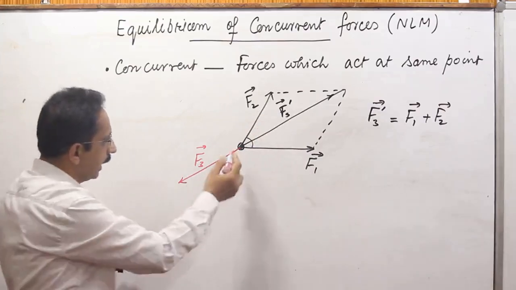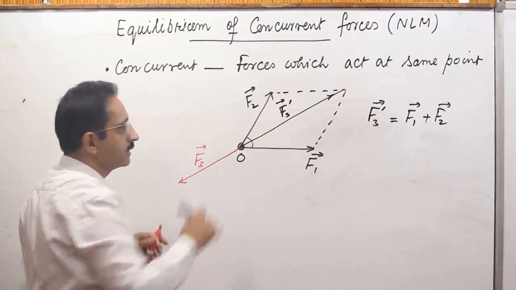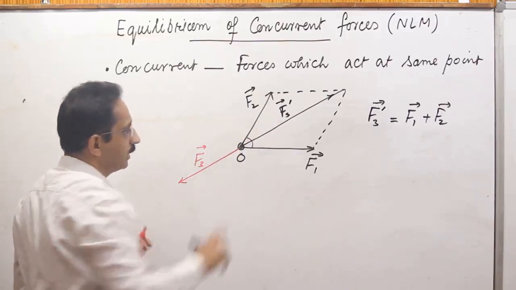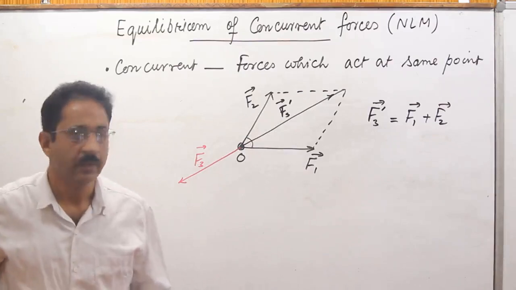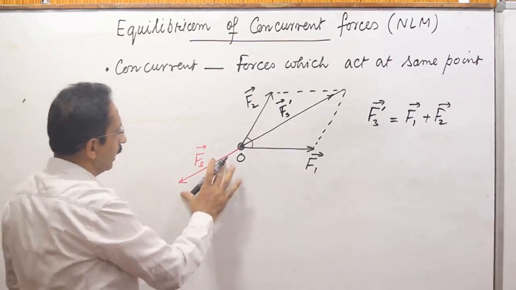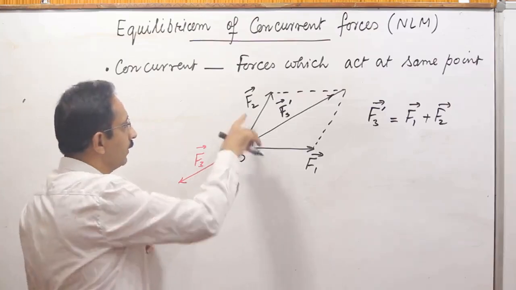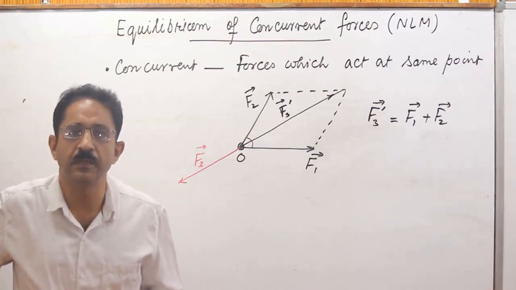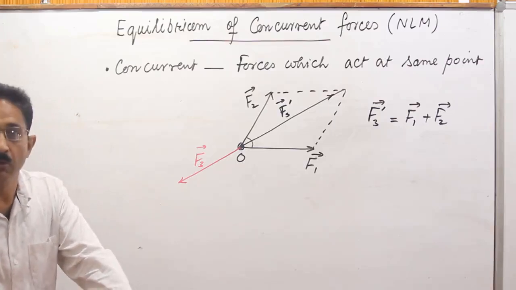When I apply it at the particle O, these two will get cancelled out. This cancellation of F3 and F3 dash means that there will be equilibrium now. Now this force is called an equilibrant to the forces F1 and F2. That means it nullifies the influence of forces F1 and F2 on the particle O.